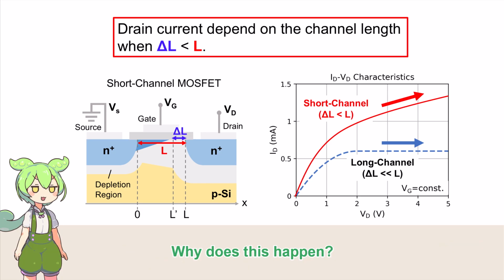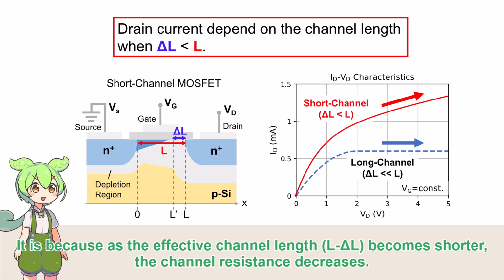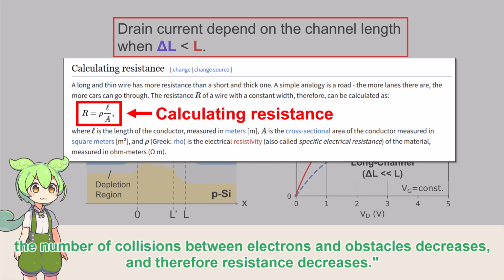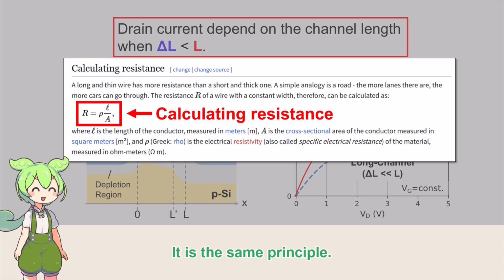Why does this happen? It is because as the effective channel length becomes shorter, the channel resistance decreases. In electric circuits, it's well known that, as the conductor shortens, the number of collisions between electrons and obstacles decreases, and therefore resistance decreases. It is the same principle.